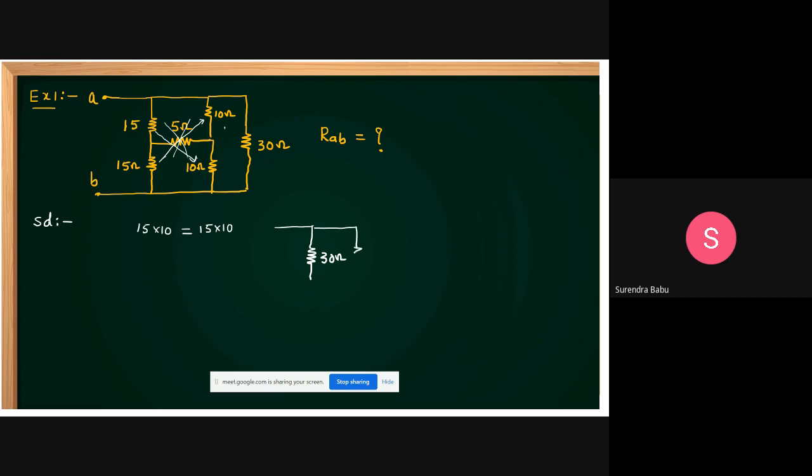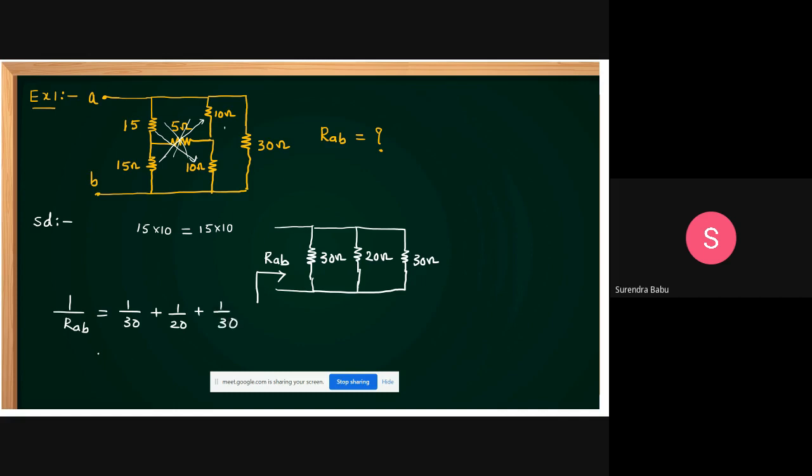20 ohms. This is 20 ohms, and this is how much, friends? 30 ohms. Yes, this is RAB. Okay, then what is your answer? 1 by RAB equals 1 by 30 plus 1 by 20 plus 1 by 30. Is it correct? Now tell me what is RAB.